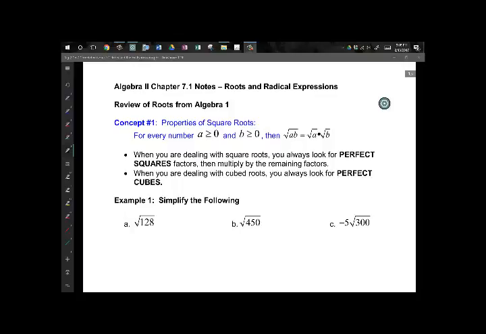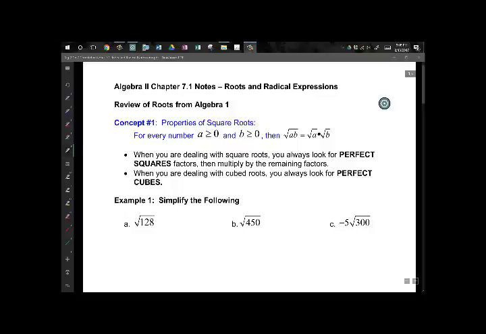As we look at section 7.1, entitled Roots and Radical Expressions, we're going to review a little bit more about the property of square roots and then expand that to the property of cubed roots, fourth roots, and so on up the ladder. Just as a review, remember that the square root of two numbers can be written as the product of the square root of one number times the square root of the other number.